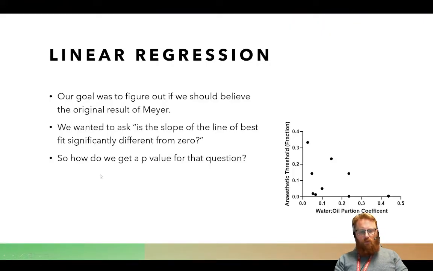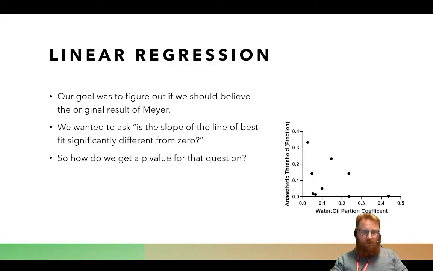But our goal was to see if we should believe Meyer's original result, right? Is this relationship real or not? And in order to do that, we were asking the question, is the slope of the line of best fit significantly different from zero, or is it basically horizontal, right? We want to know, does his data suggest that truly more fat-soluble drugs are more potent? And so what a scientist would want to do is get a p-value for that, because scientists like p-values, and when the p-value is very small, then they agree that there is a significant effect, right?